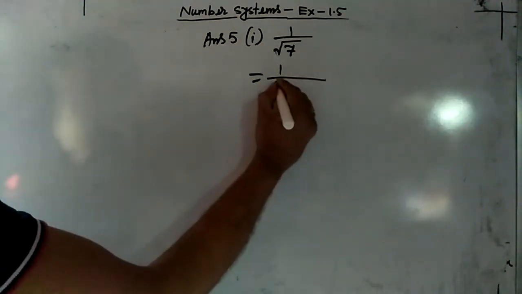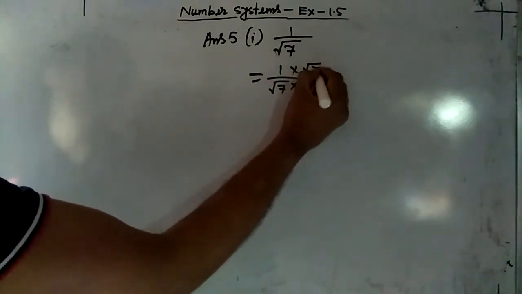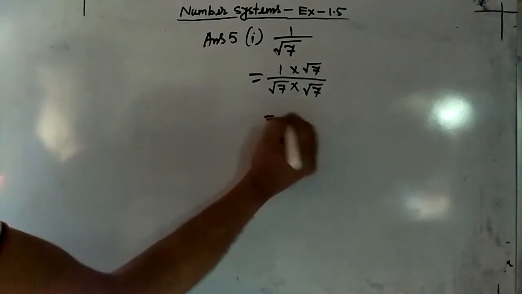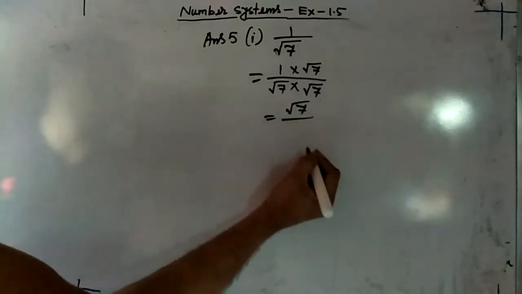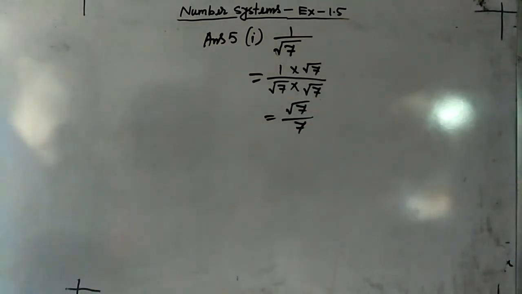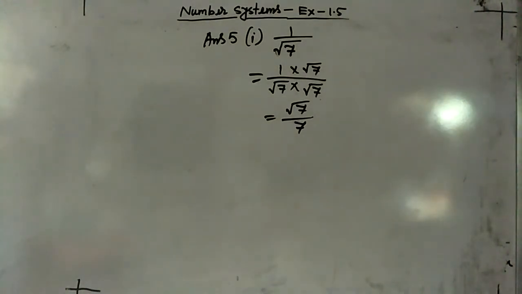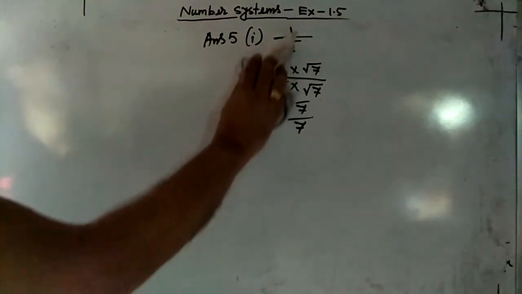So 1 by root 7, multiply root 7 with numerator and denominator both. So we'll get root 7, and root 7 into root 7 is 7. So now we have rationalized the denominator. So this is our answer. One more question I am showing. Question number 2.